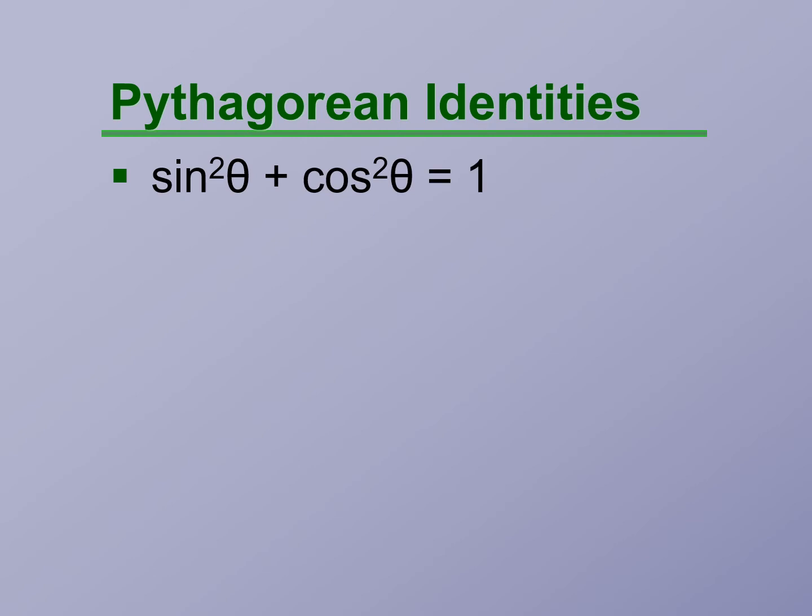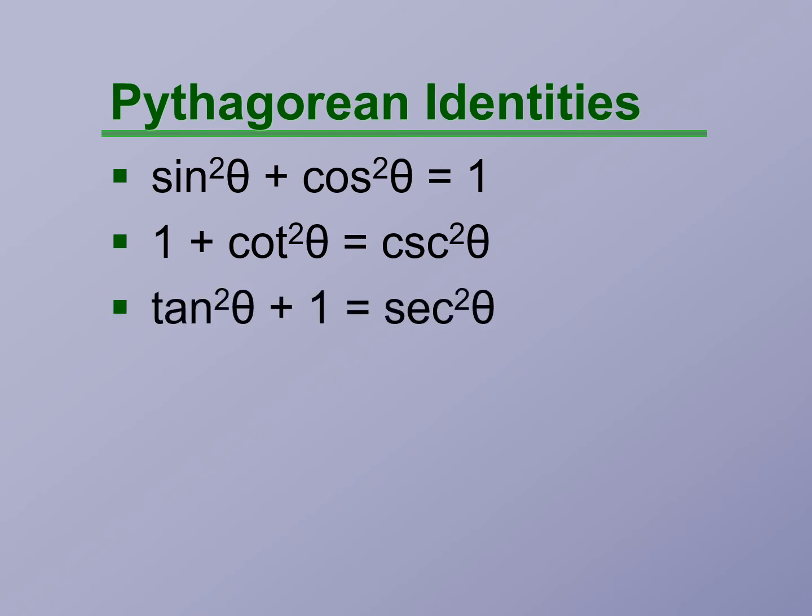Then we have our Pythagorean identities. So remember, these are going to replicate that a squared plus b squared equals c squared. So our first one is going to be that sine squared plus cosine squared equals 1. And then 1 plus cotangent squared equals cosecant squared. And then we have tangent squared plus 1 equals secant squared.